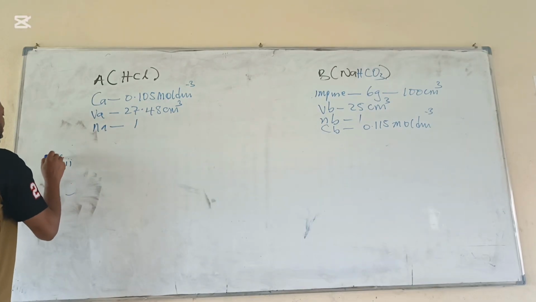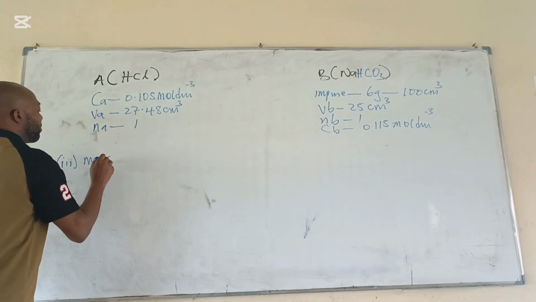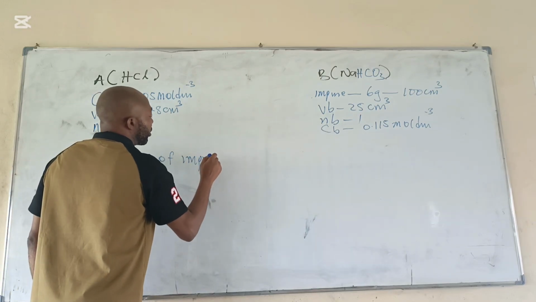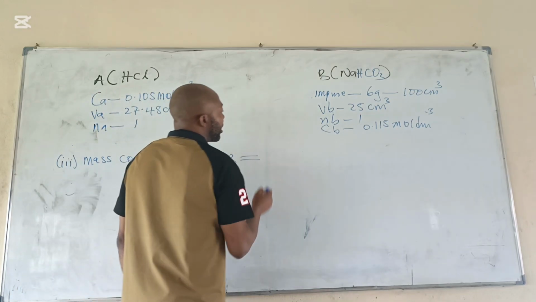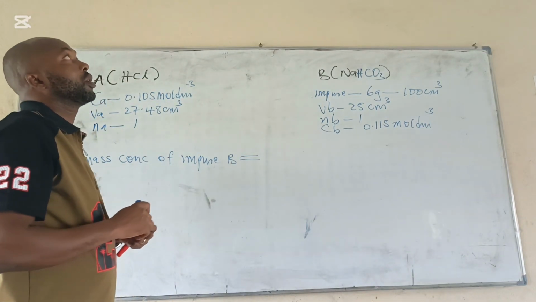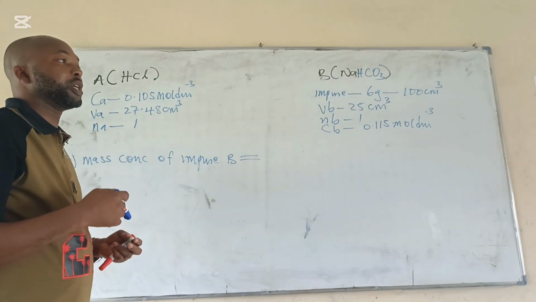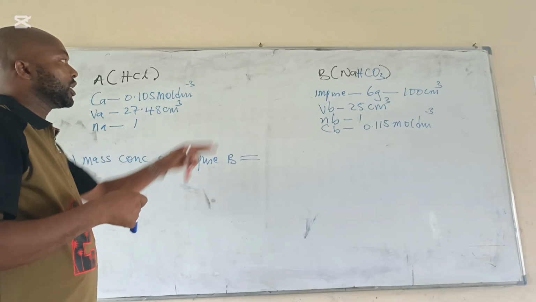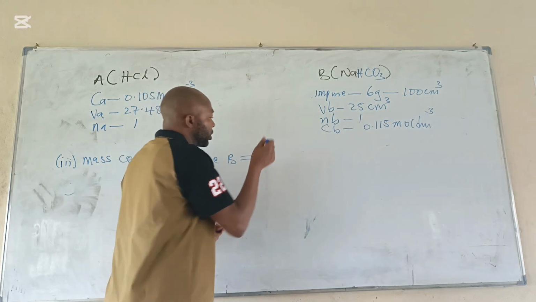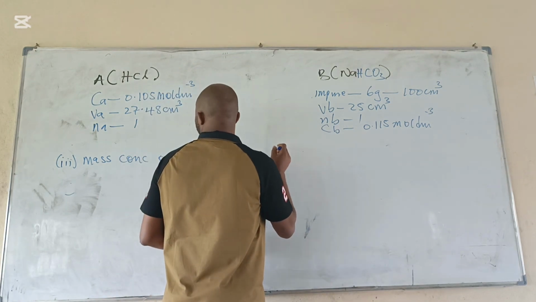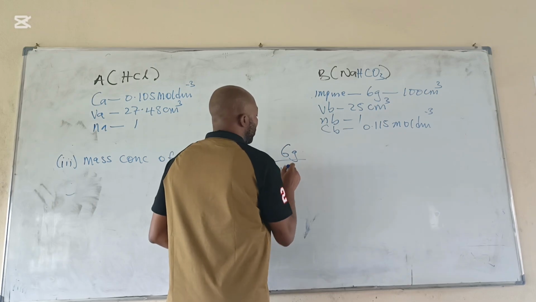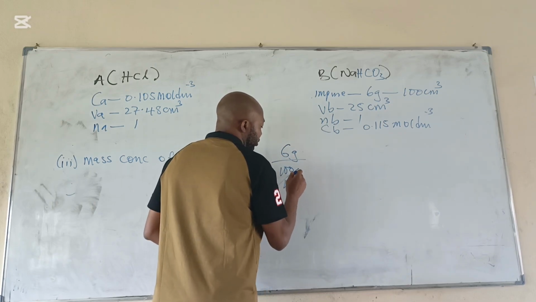Mass concentration of impure B. So remember, mass concentration can also be molar concentration times relative molecular mass, and it can also be mass over volume. So in this case, that of impure, they're giving us the mass and the volume. So that's the one we're going to use. So we have mass over volume. Mass is 6 grams. The volume is 100 over 1000.